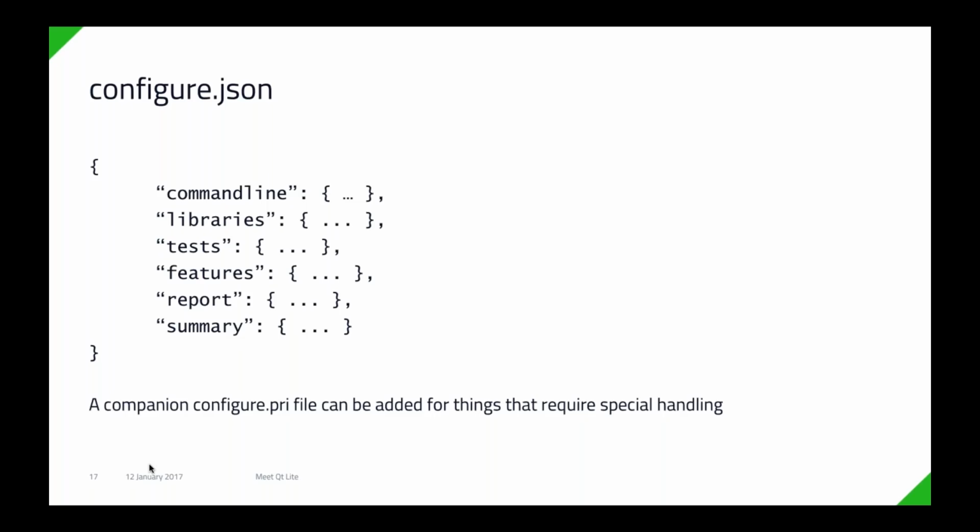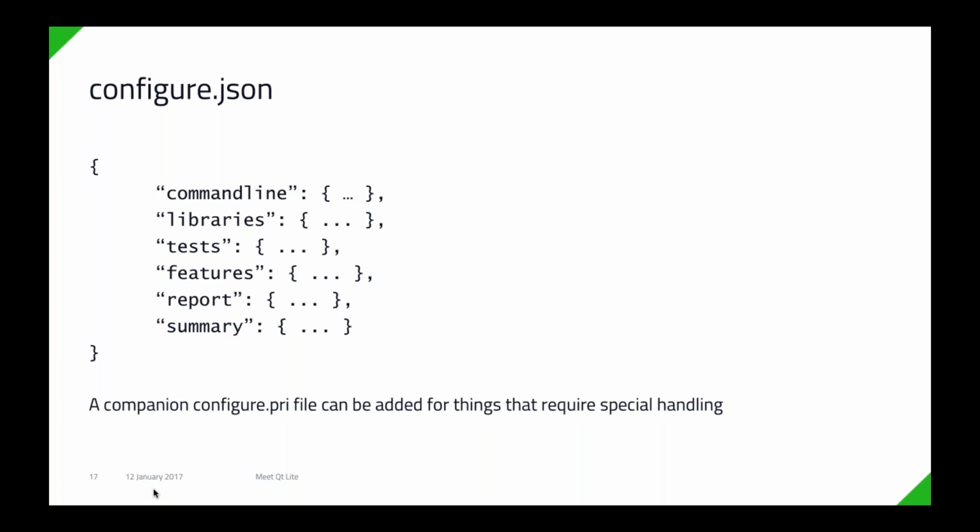Not everything works fully declaratively, so you can have a companion configure.pri file. That's a file in QMake syntax that can be added to do special handling. I won't go into the details in this presentation, but you have that option to implement certain special handling there in a declarative way.